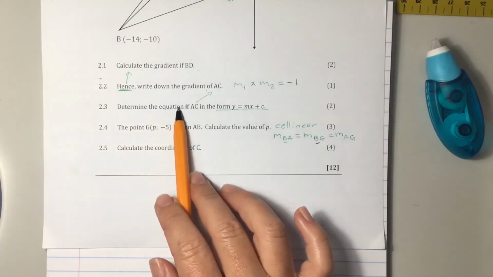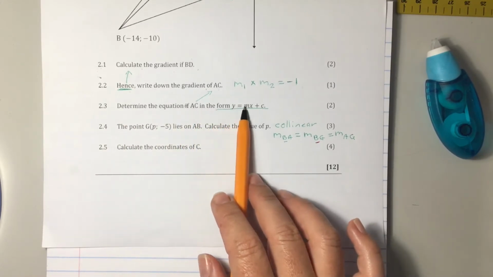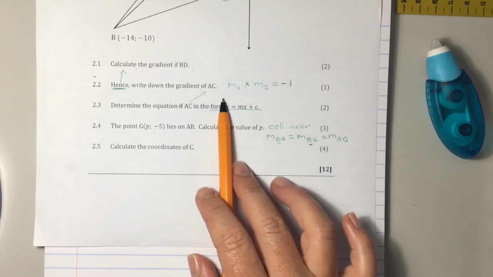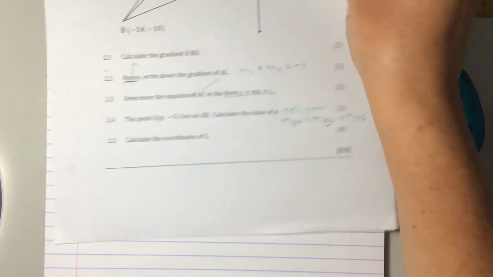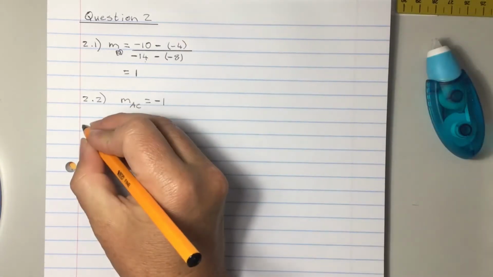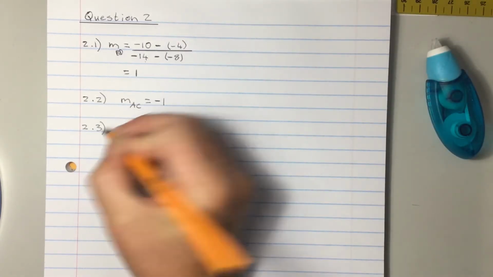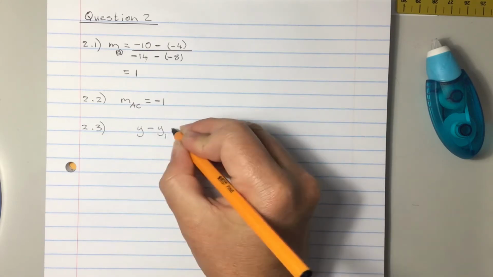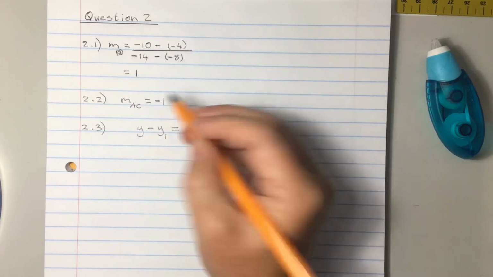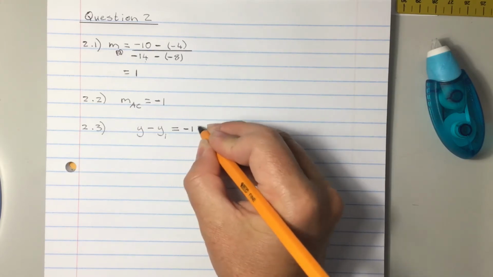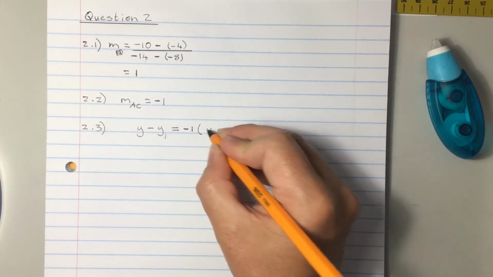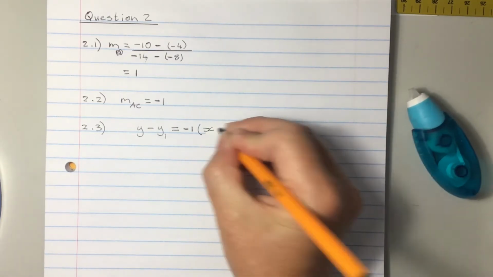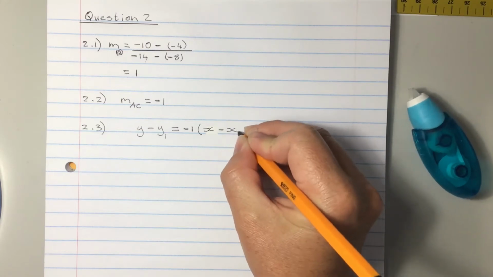2.3. Determine the equation of AC in the form y is equal to mx plus c. Now you can use this format and substitute into it, or you can still use your other formula. You can still use the y minus y1 is equal to m times x minus x1. Now we already have our gradient from the previous question, so I'm going to substitute that straight in. And that should be x, not y, x minus x1.